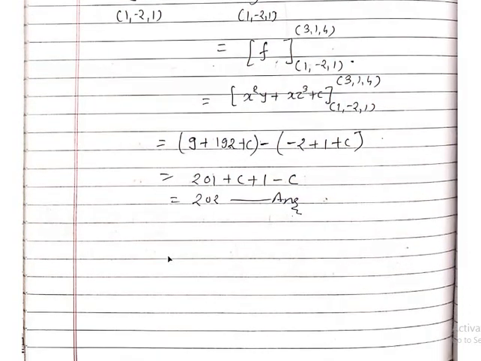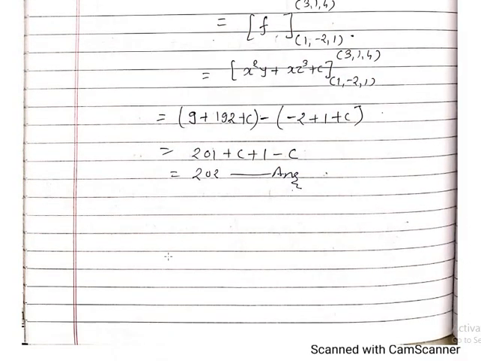So here, your integration is not depending on the path. You can take any path and the answer will be the same, 202. It is not depending on the path. If you choose any path joining these two points, your answer remains the same. Okay.